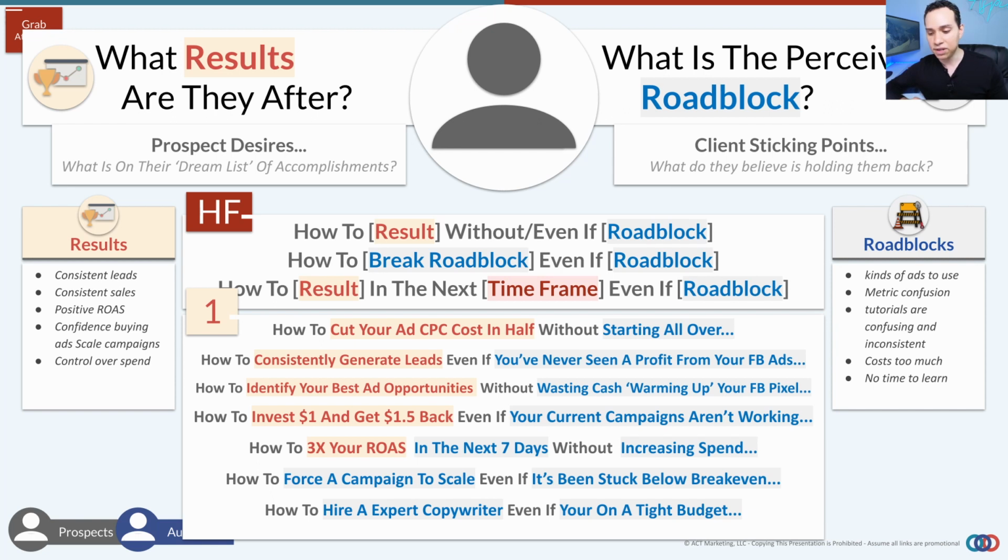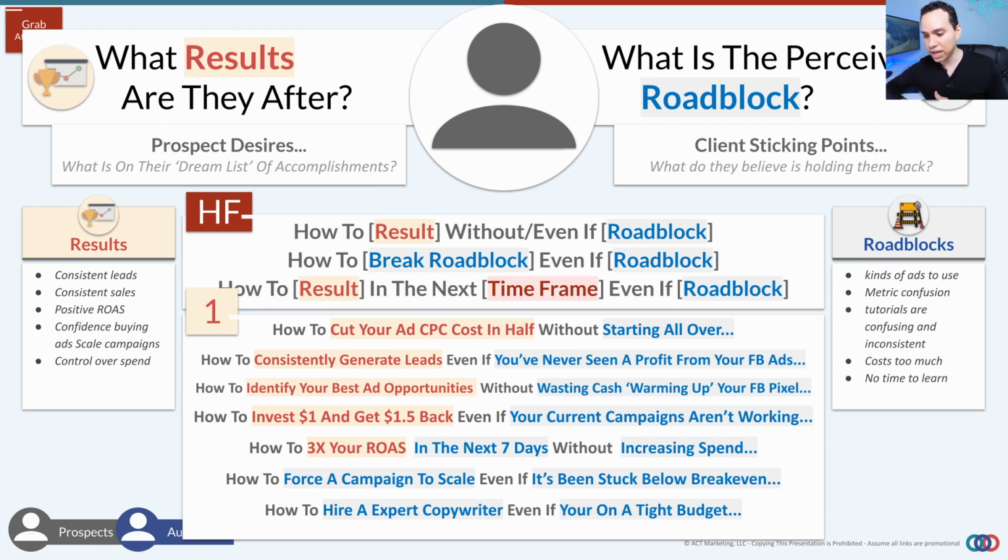So the first one we have here is how to cut your ad costs in half, which is a result that they want. They want to be spending less money without starting all over. So some people who are running Facebook ads, they might look at their ad costs and go, wow, that's way too high. I probably have to start all over, right? Nobody wants to have to start all over.